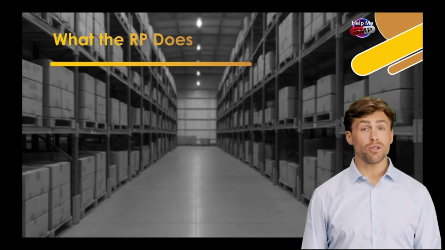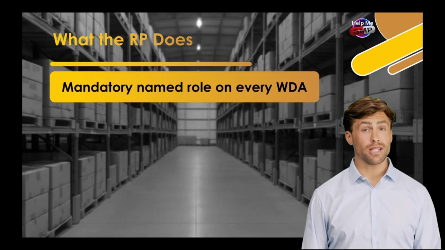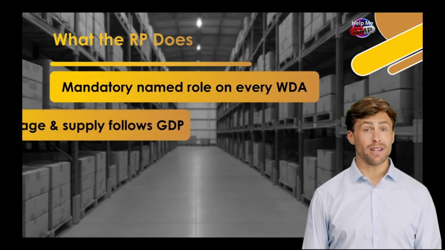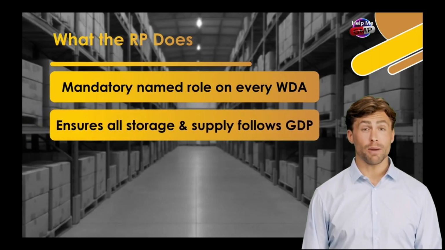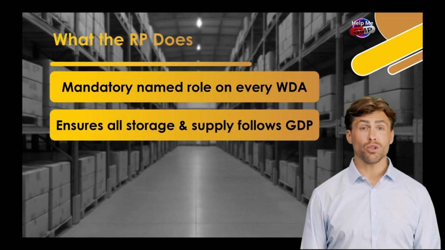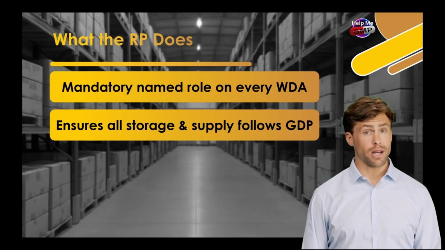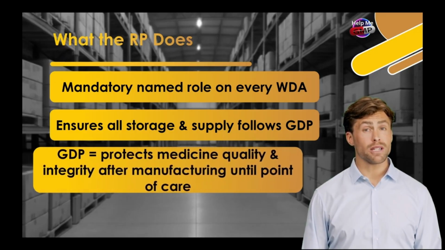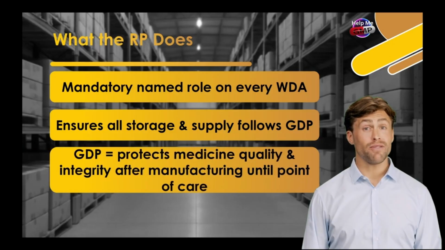Let's start with what is a responsible person and what do they do? The RP is a mandatory, named position on every WDA. Their mission: make sure every activity linked to storage, distribution, and supply of medicines follows good distribution practice, or GDP. GDP protects the quality and integrity of medicines after they leave the factory until they reach the point of care.